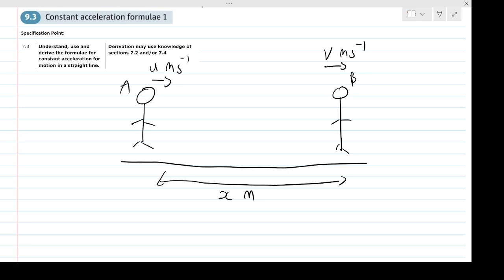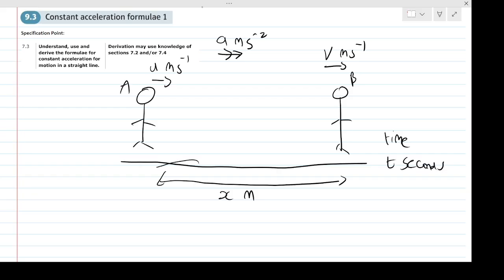All throughout the journey, they're accelerating at a meters per second squared, right? So that's the acceleration, okay? And obviously they travelled for time t seconds to get from point A to point B. So that's the scenario we're going to look at.